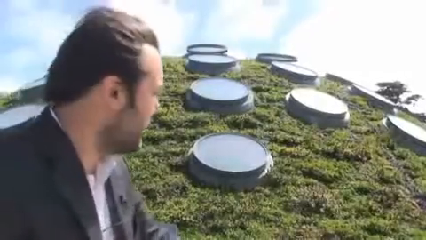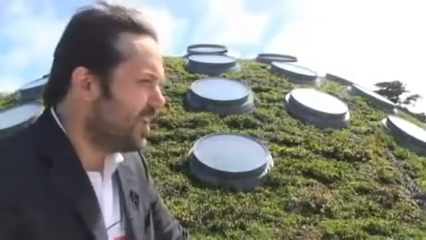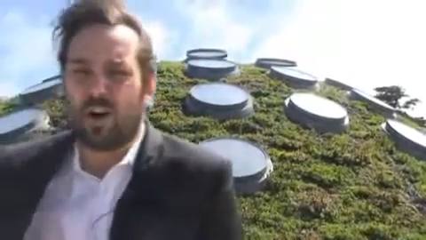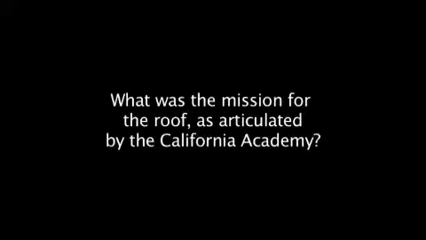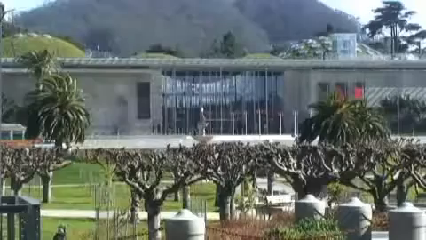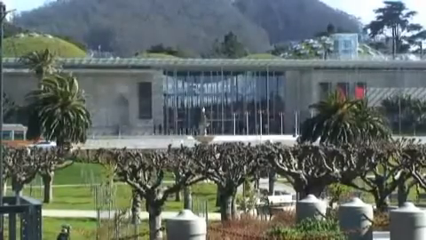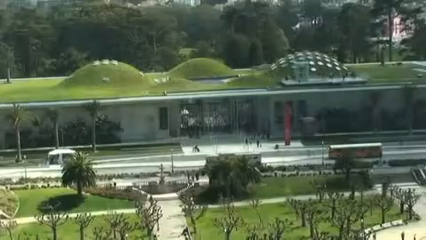Now the roof itself is envisioned as a piece of the park which had been sliced into a rectangle, lifted up in the air, and then draped over top of two spheres. One of the primary missions of this building was to unify or integrate the building and the architecture with the landscape.